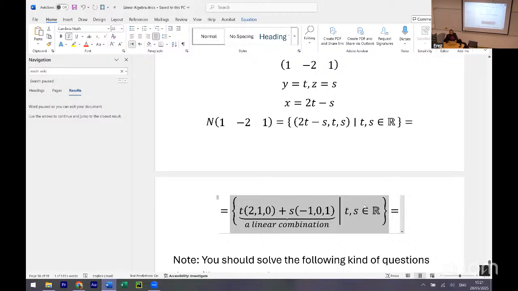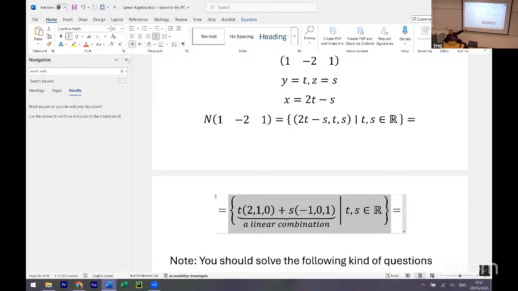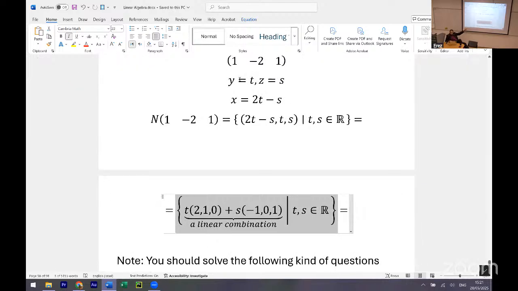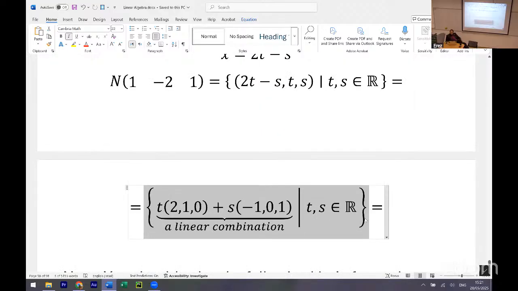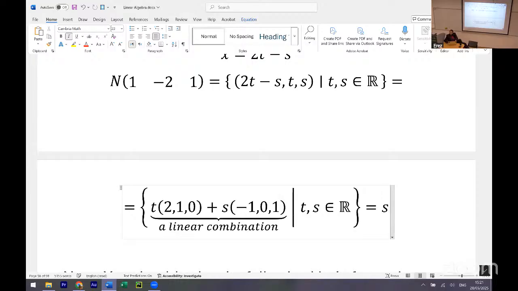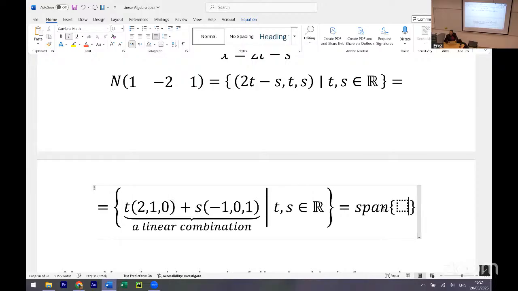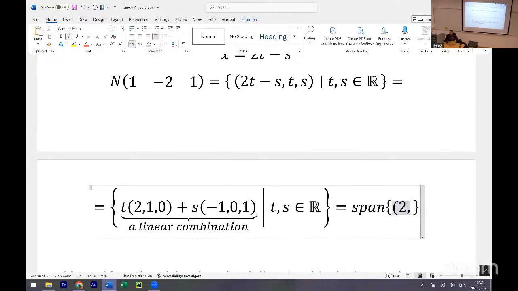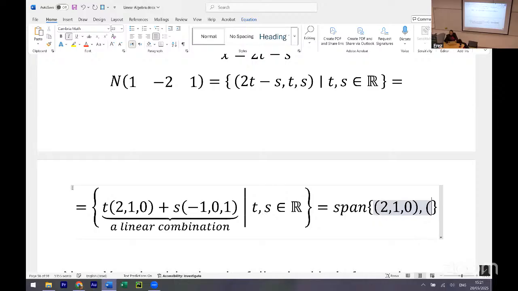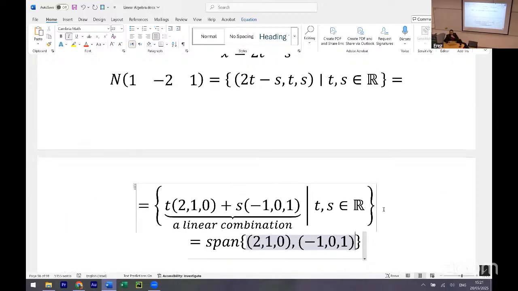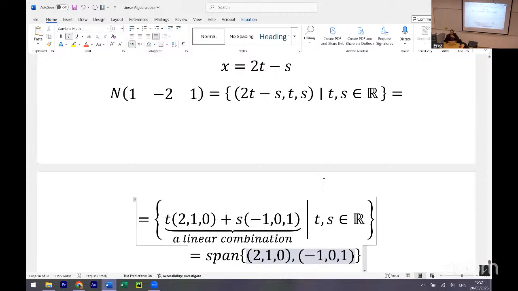And then I'm just noticing that this is a general linear combination. So this is the set of all linear combinations. What is the set of all linear combinations called? The span. Span, exactly. That's the span of these two vectors, (2, 1, 0) and (-1, 0, 1). So we went from the algebraic to the geometric.